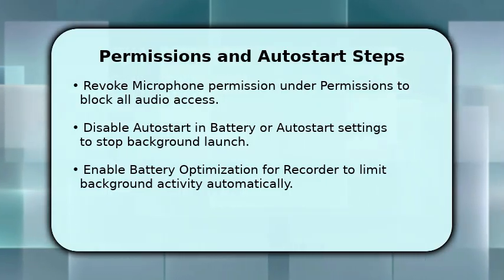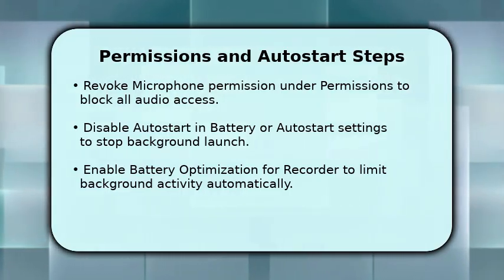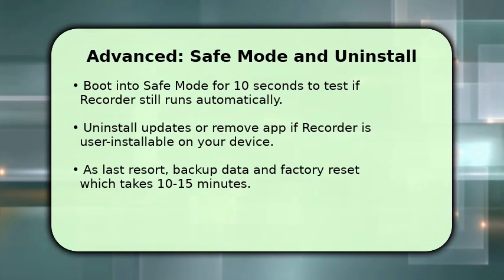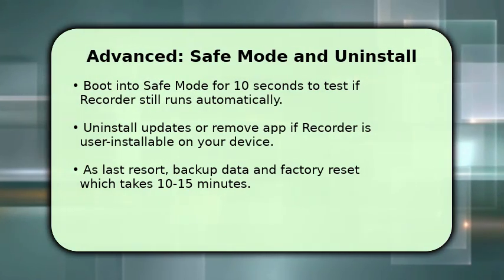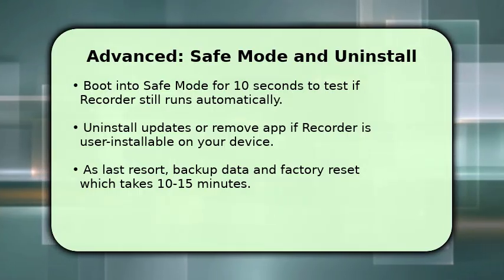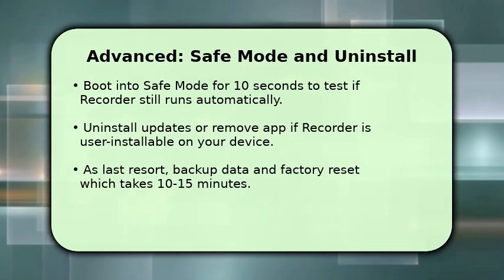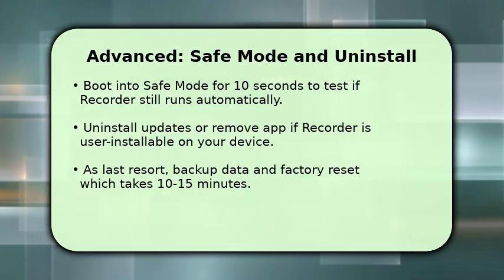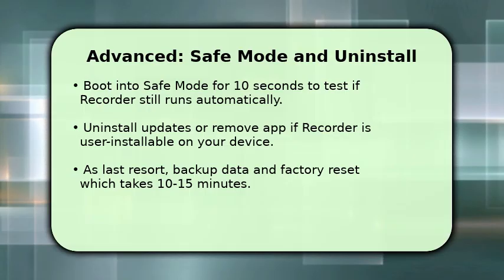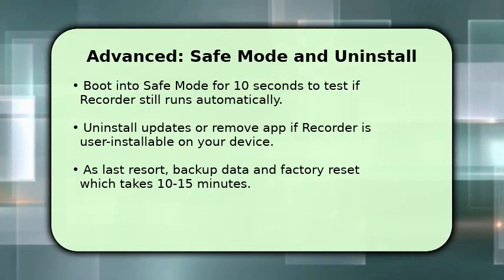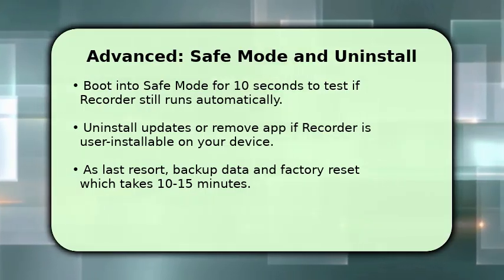These steps stop most app-initiated recordings. If recorder persists, reboot into safe mode to test background behavior for about 10 seconds. In safe mode, third-party auto starts are blocked, and you can check whether recorder still runs. If recorder is a user-installed app, uninstall it or uninstall updates from app info to revert to factory package.